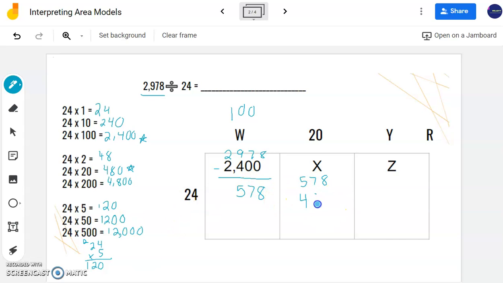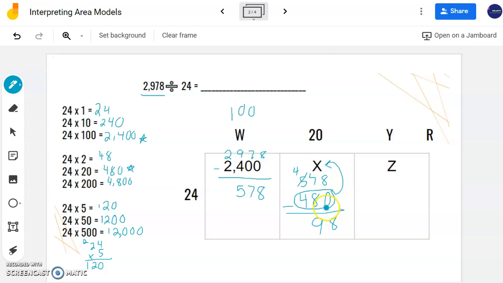So therefore, I'm going to put 480 here. Let me subtract. Now, 480, that's what we want for X. That's what's telling us 24 times 20 is 480. That's what's getting us really close to 578. So now let's subtract. We're going to borrow here, and we are left with 98.